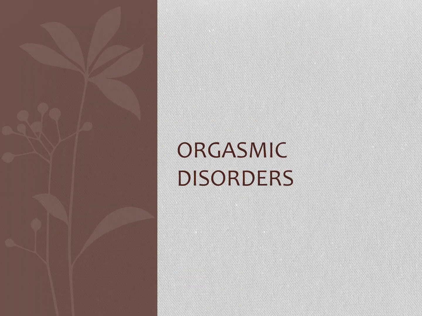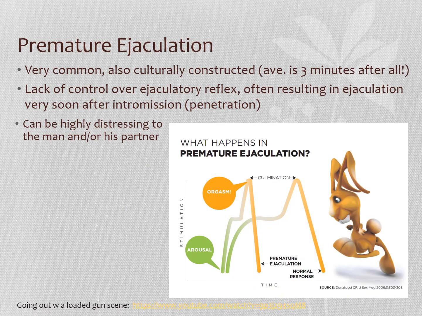So our last category is the orgasmic disorders. In male-bodied people, usually what we're talking about is premature ejaculation. This is a lack of control over ejaculation, often resulting in ejaculation that occurs very soon after intromission, which is another name for penetration. So very soon after they put the penis in the vagina or the anus.